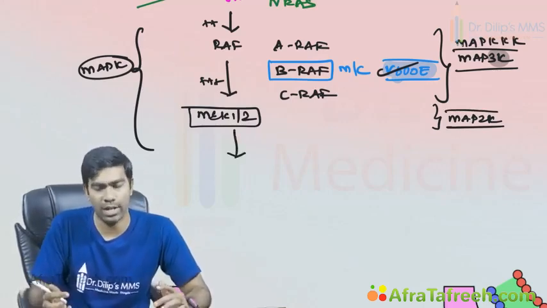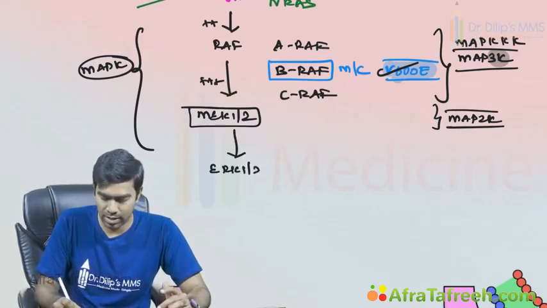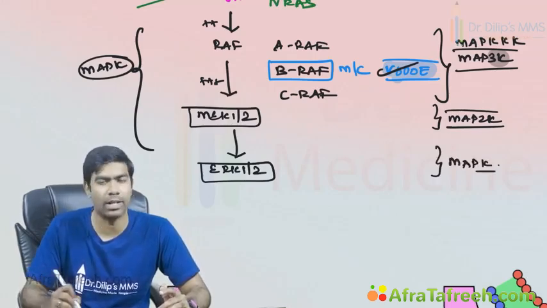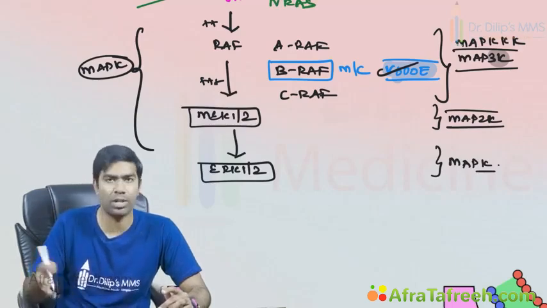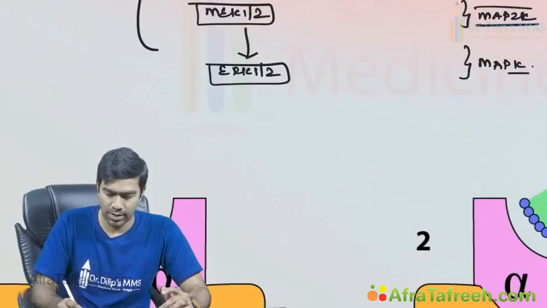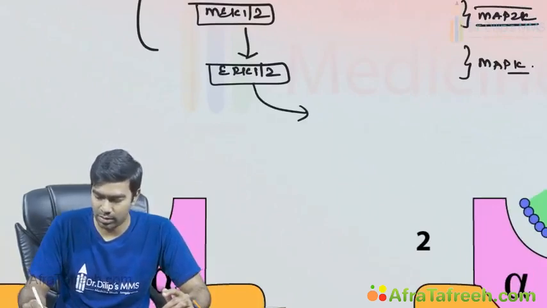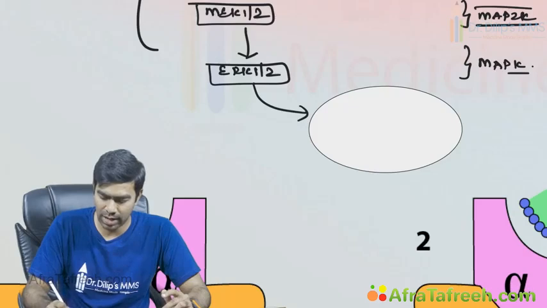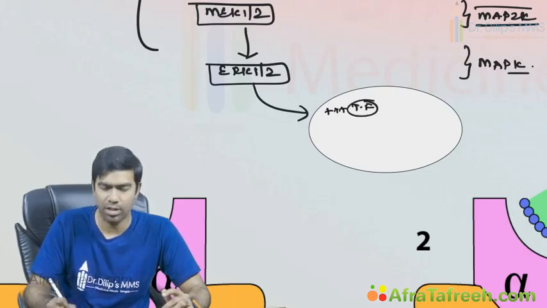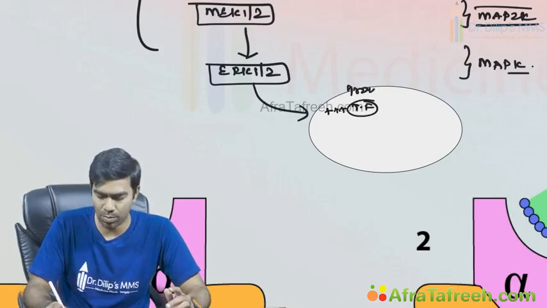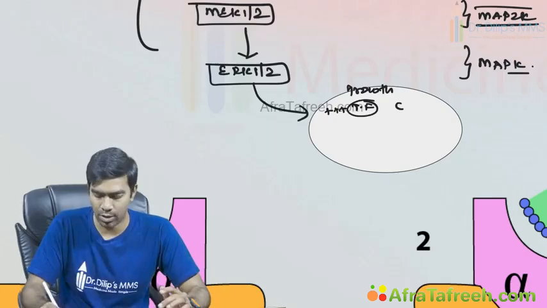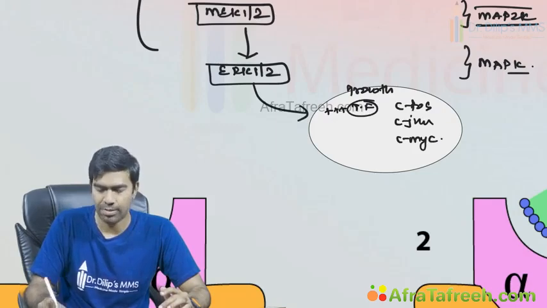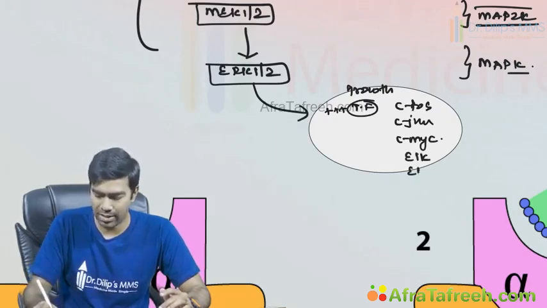This MEK is further going to activate the downstream protein. These are called ERK proteins. These ERK proteins are otherwise referred to as MAP kinase or MAP-K. Clear? Or MAP1K proteins. This ERK is going to go into the nucleus. Obviously, this ERK can enter the nucleus. Once they enter the nucleus, they can activate a variety of transcription factors. A lot of transcription factors. These are all growth promoting transcription factors, like you have CFOS, CJUN, then you have CMYC, clear, then ELK, etc.